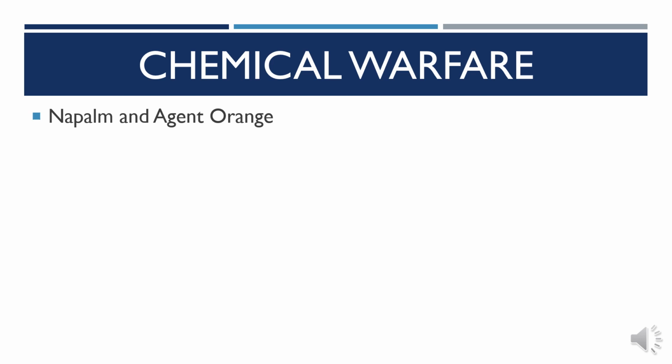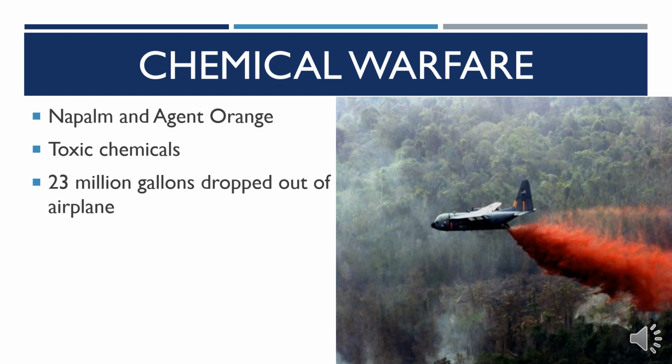Agent Orange is an anti-defoliant, and this is actually a picture of Agent Orange right here. This is a plane that's dumping Agent Orange onto the jungle. That was intended to just be a poison to kill the jungle. And so in Vietnam, we dumped 23 million gallons of Agent Orange on the country. Planes would just drive by and drop these toxic chemicals.